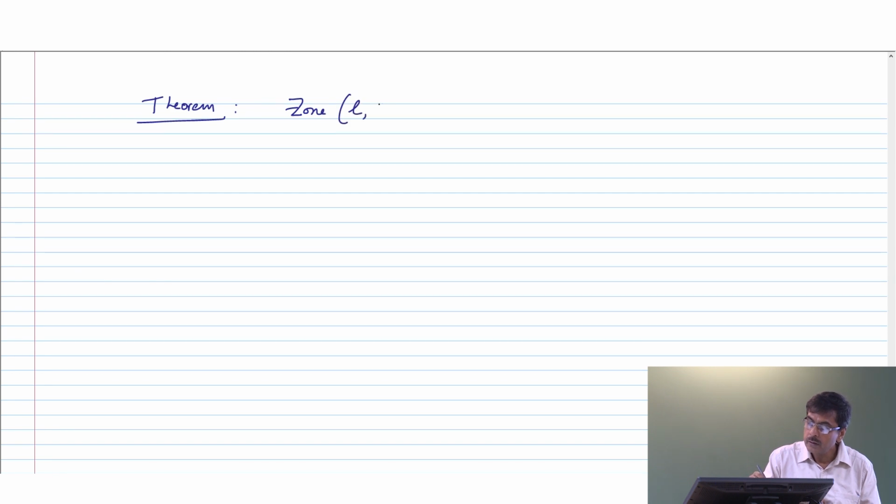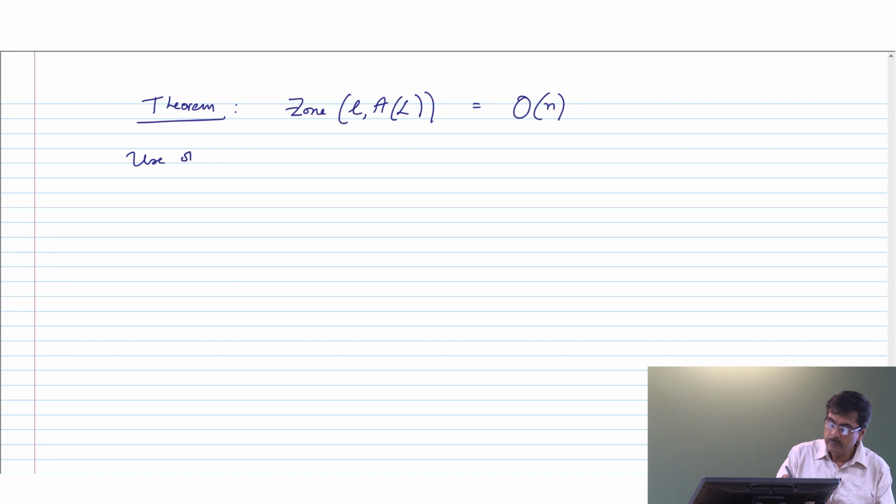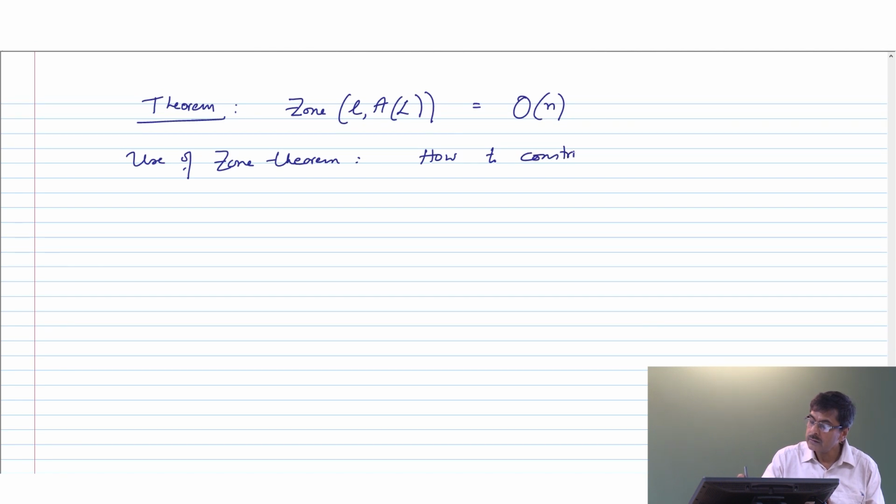Zone of L, of the arrangement of these L lines, is order n. So this is the surprising result. And why is the zone theorem useful? There are many applications, but one is simply, we have never discussed this, how to construct the arrangement.